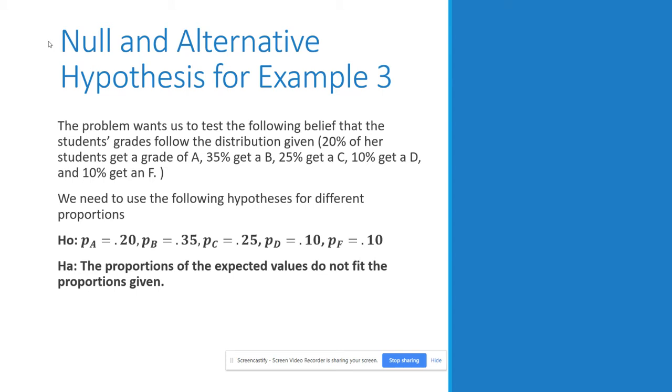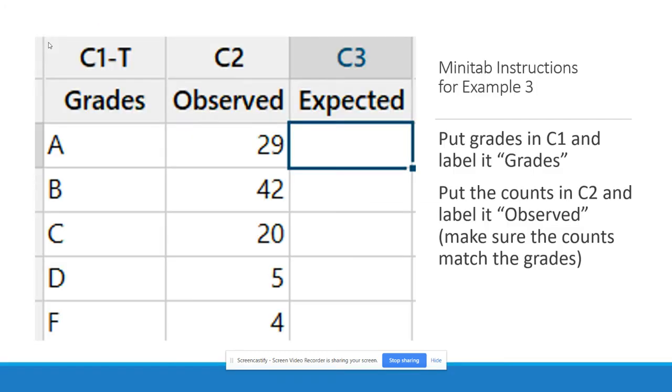So the alternative is that the proportions of the expected values do not fit the proportions given. This is important. There could be differences, but I can't run this test to show the differences. This test just shows me, hey, there's a difference. So that's all I'm looking for. So let's go to Minitab.